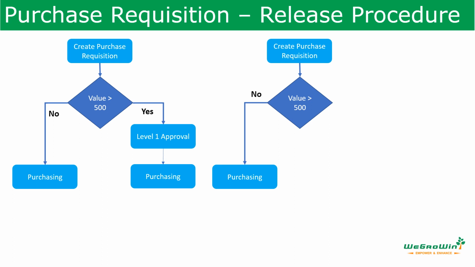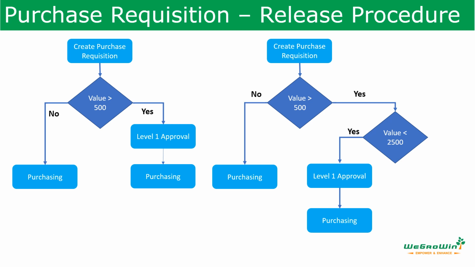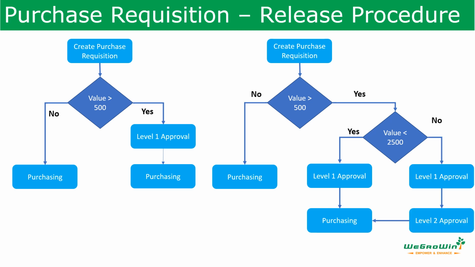The same thing: if you have created a purchase requisition and it is less than 500, it goes for purchasing. If it is more than 500, the system will check again at the next level, whether it is more than 2500 or less. If it is less than 2500, level 1 approval is sufficient. If not, then it will go for level 1 approval, and then for level 2 approval. Then only will the purchase requisition be processed. So like this, we have to set up the purchase requisition. Then only will the system process this purchase requisition, and this is called the release procedure in SAP.